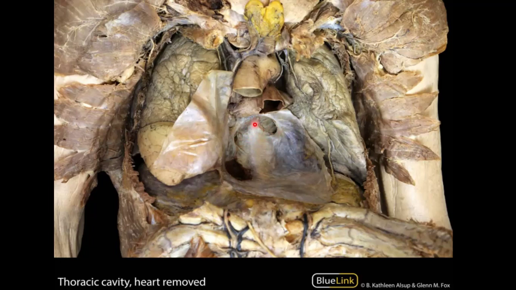It's a cul-de-sac, okay? It's a blind pouch, okay? So what you need to remember is that the relations of the oblique sinus: it is just posterior to the base of the heart, mainly the left atrium, okay? So the left atrium is the anterior relation of the oblique sinus. Then posterior to the oblique sinus will be the fibrous pericardium overlying the esophagus here, okay?